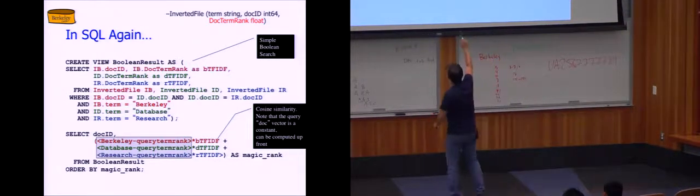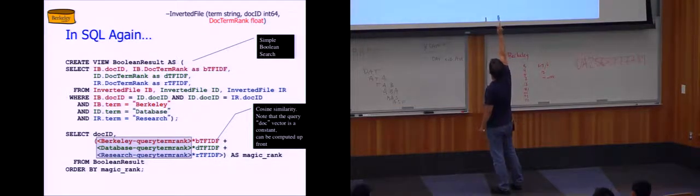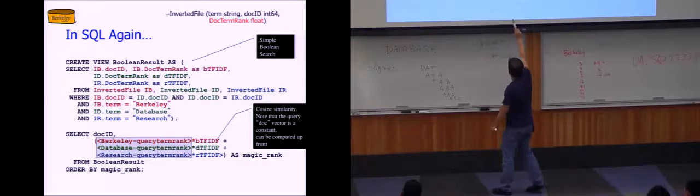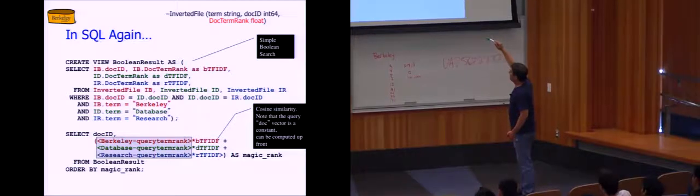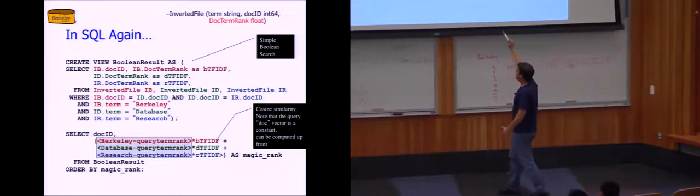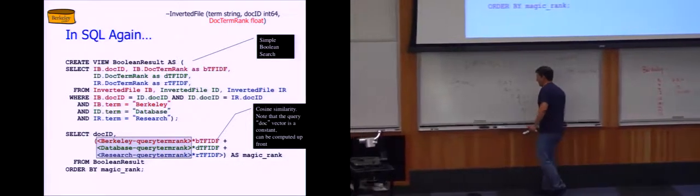Yes, sorry. The things that are on the right-hand side are from the view Boolean result. The things that are in the box are constants across the whole database. The things that are in the box are your query. So if you write a query, this is your query document.